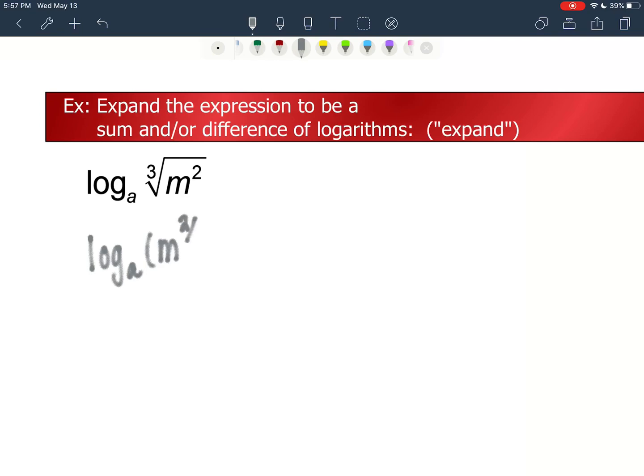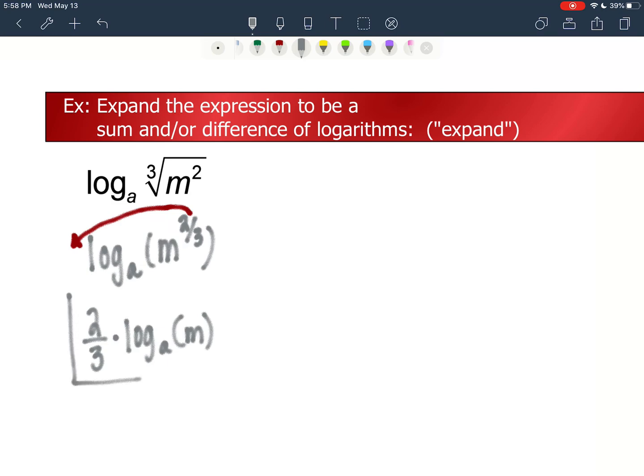We've got m raised to the 2/3 power. Now that 2/3 is going to go out front and become a factor. So I've got 2/3 times log base A of m. And that's all that we can do with that one. Nothing else that we can do there.